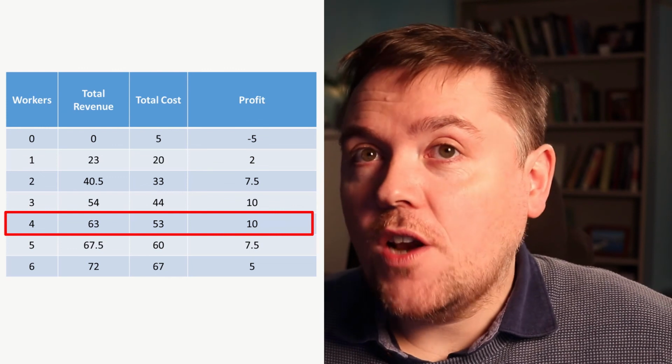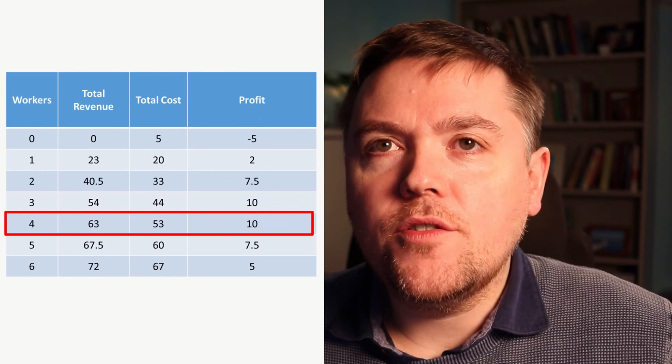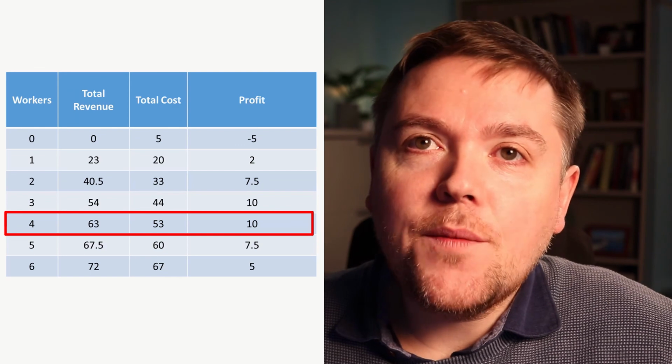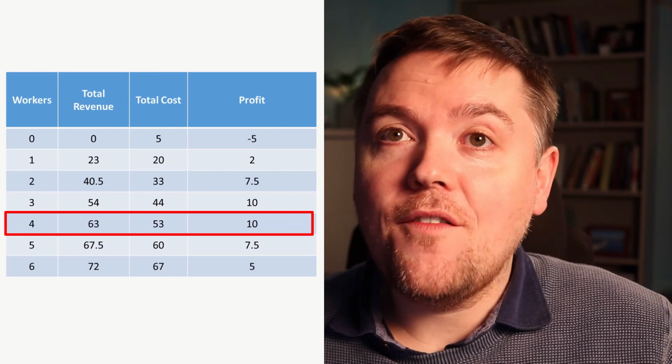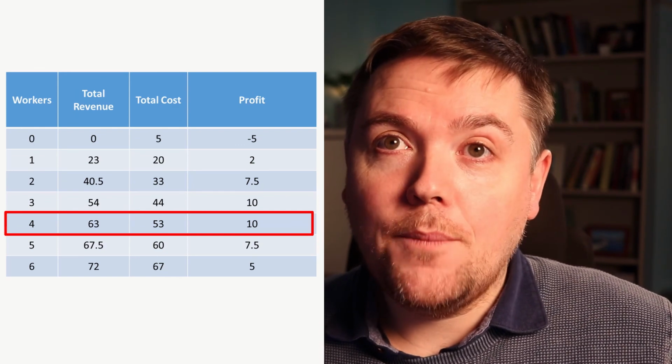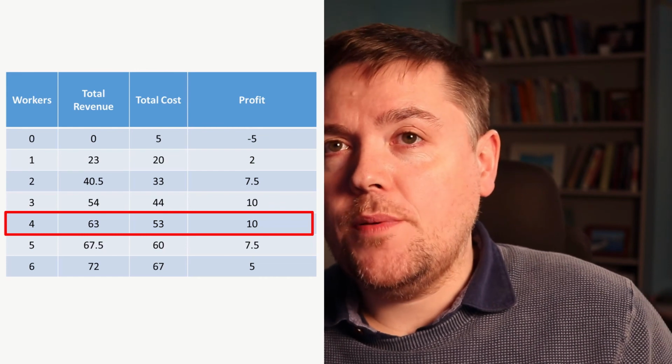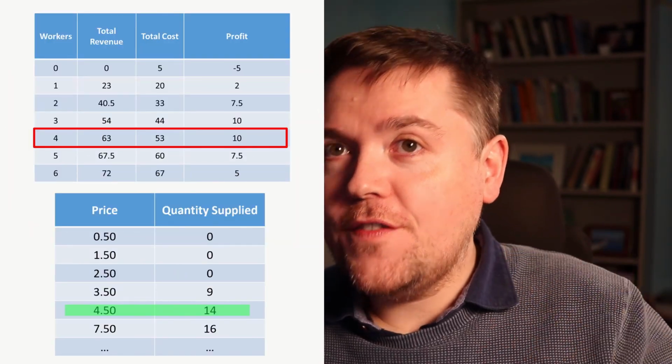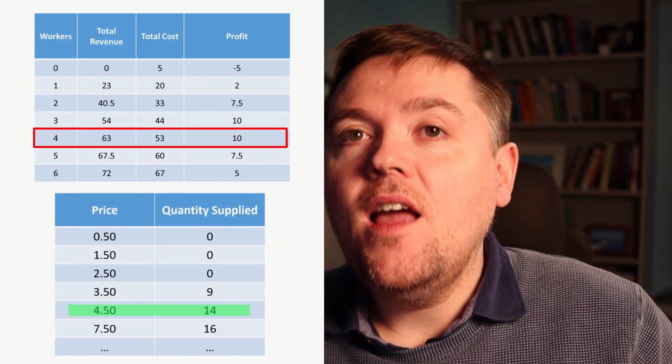That just means the firm is going to hire 4 workers, and those workers are going to produce 14 doodads. They're going to sell them for $4.50, and they're going to make a profit of $10. That's their best option. That gives us 1 point on the supply relationship. At a price of $4.50, the quantity supplied is going to be 14. If we change the prices, we can then recalculate the total revenue and the total cost of each product, and we can then work out what the firm's best option will be. And with those different prices and the different quantities, we can map out the entire supply relationship.